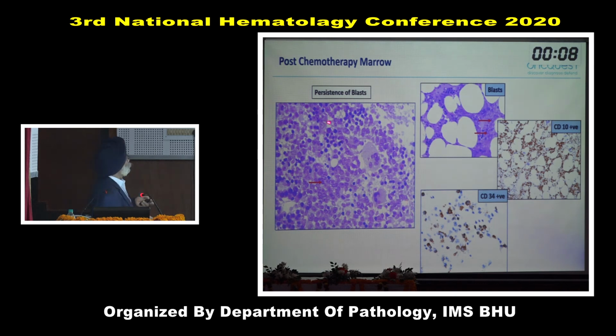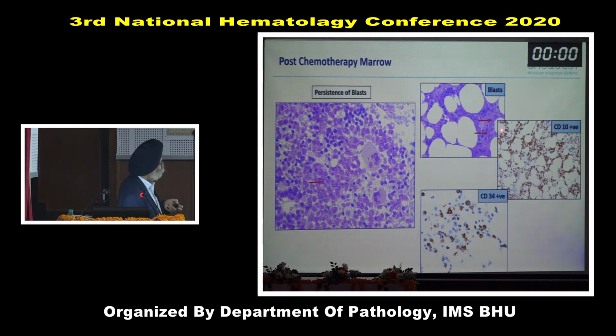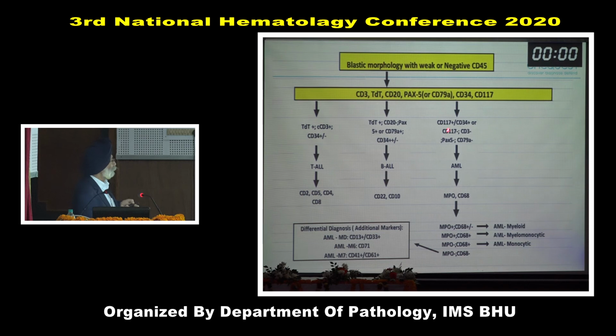Now these are the persistence of blasts post-chemotherapy. You find hemopoietic regeneration has started, these are inferred precursors, but then the clusters of blast cells are also present. So those clusters of blasts you can confirm by doing CD34 and CD10. And then you can do CD117 and other markers to confirm whether there is persistence of blasts or not.